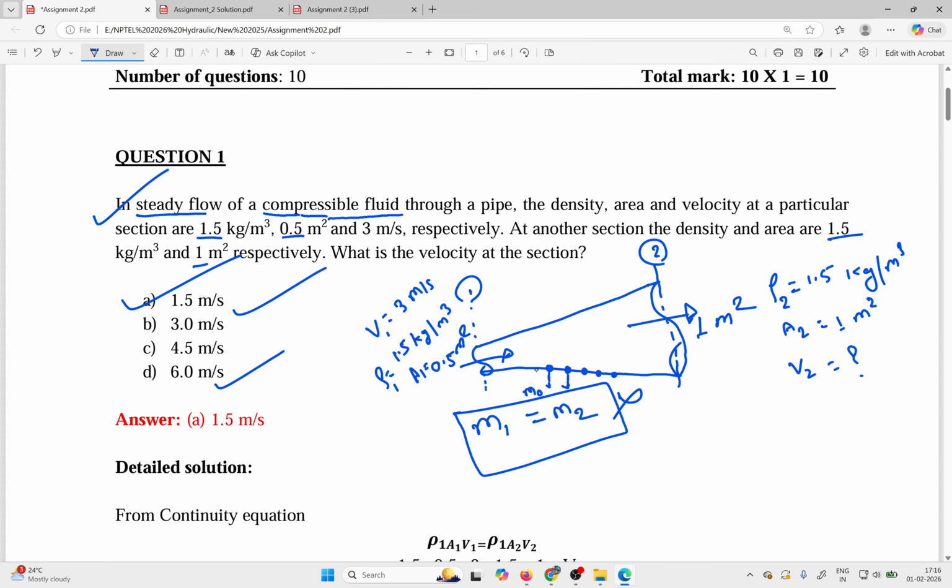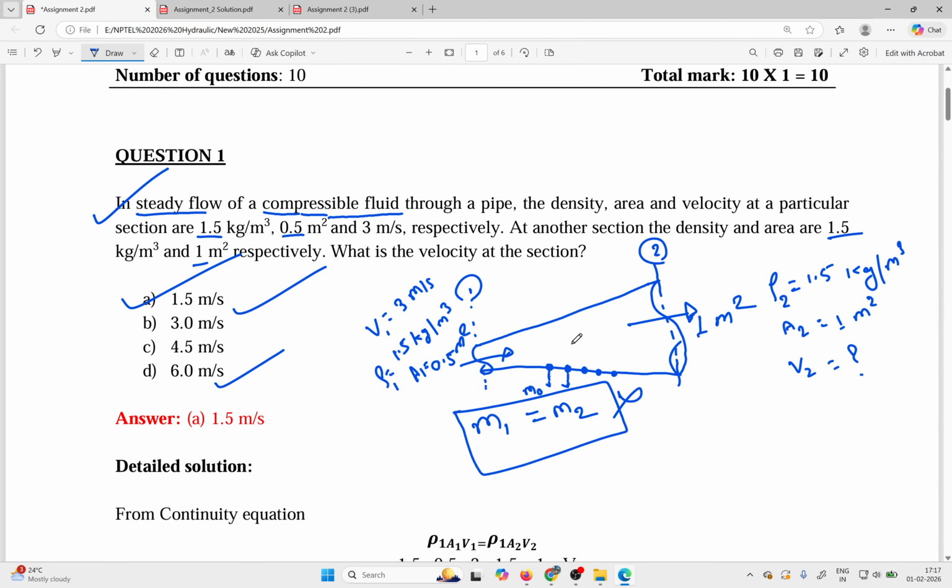Anyhow, in the question it is not written, but you have to remember: if the question does not discuss losses, friction losses and all, you have to consider only mass in and mass out. Mass in and mass out will always be fine, but in case of friction, the energy will be different because some energy will be lost by friction of the pipe. So here we'll discuss the mass.